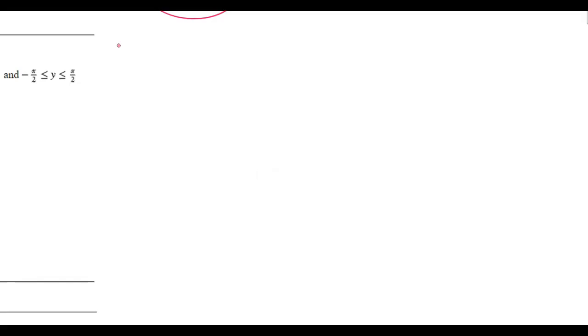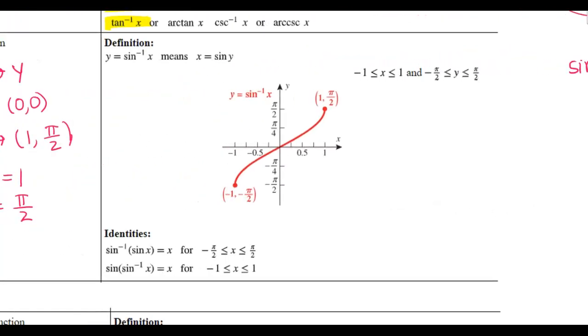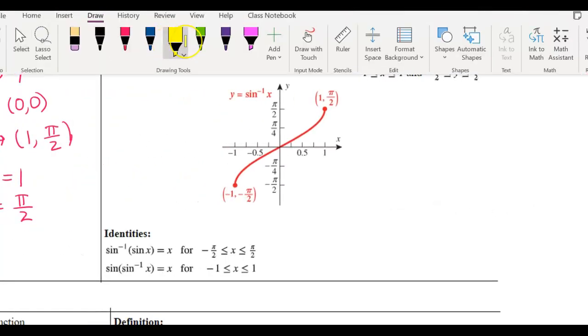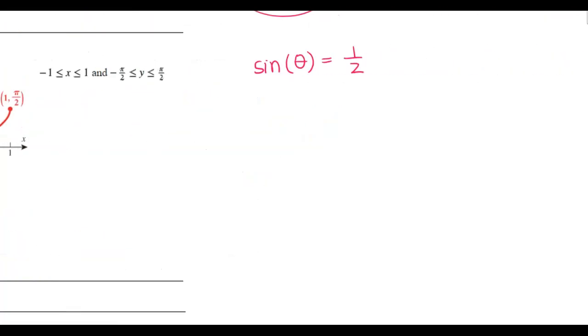Okay, so for example, our first one's going to be if the sine of theta equals 1/2. Right, to pull that sine off, if you remember, we take the inverse sine of sine, we just get x. And if we take the sine of the inverse, we again just get x. So they're opposites of each other, so they pull each other off.